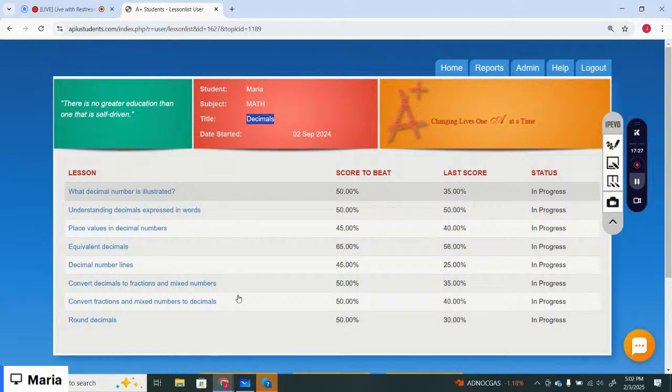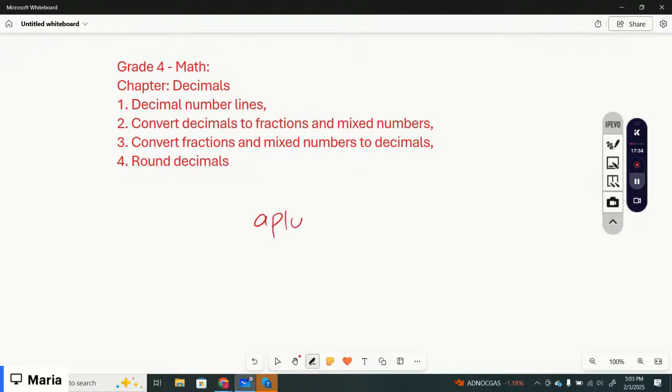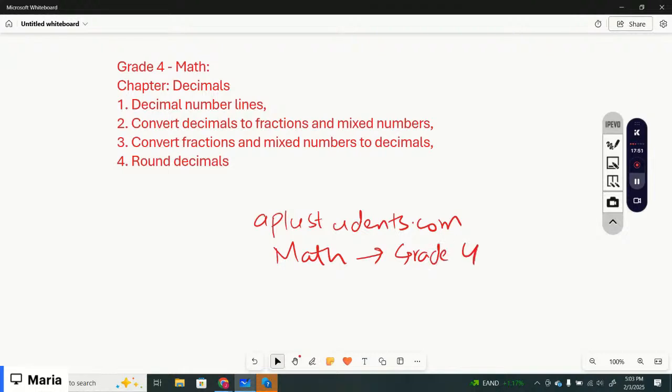We are here for grade 4 math. You can find all the lessons on aplusstudents.com. You have to log in there using your email address and password as provided by the administrator. Then you have to select math from the subject tab. Scroll down to grade 4 math and then click on view all lessons. There you can find a list of the chapters. We're going to start with the chapter decimals.